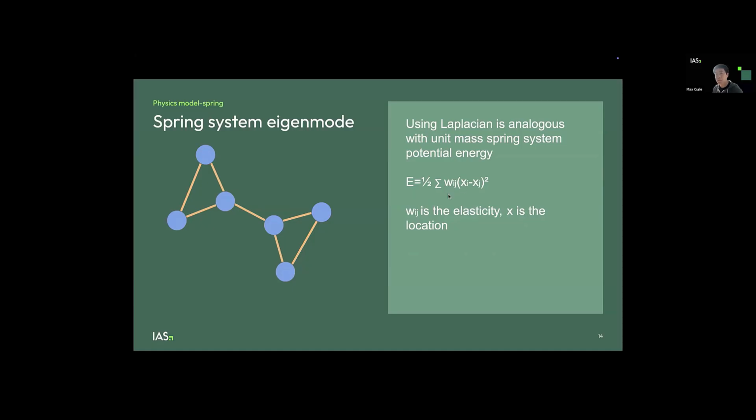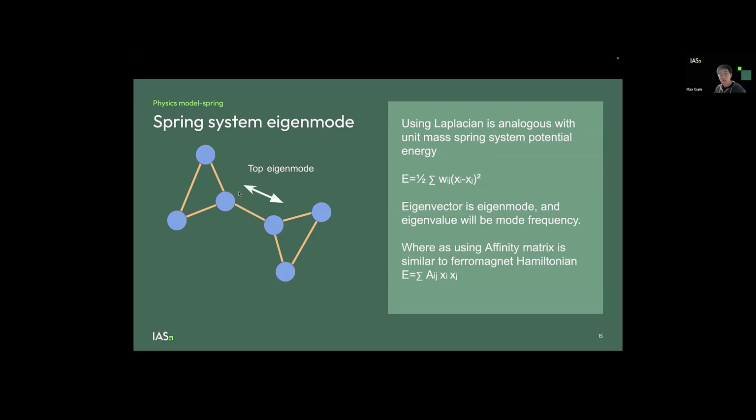W is pretty much the coupling between the different masses, meaning the connection between this and this. What is the elasticity between the masses? You can imagine the eigenmode of this system is like this: those three moving on the left, those three moving on the right. That's the top eigenmode, and you can see that's where you want to cut. Namely, this will be a good separation.